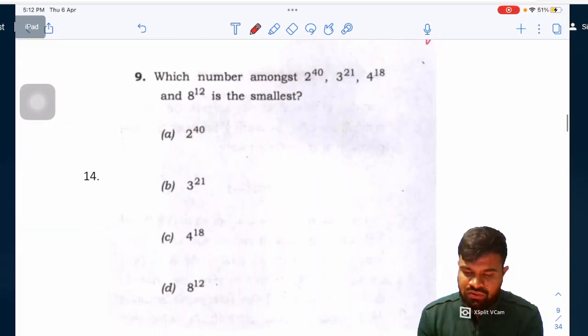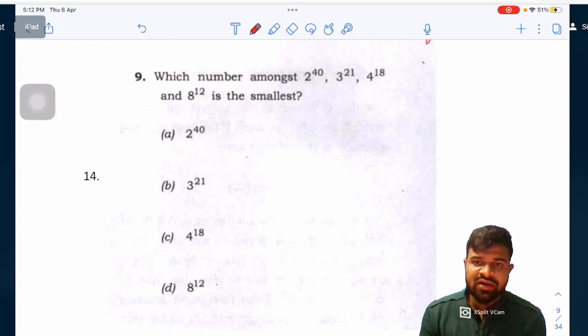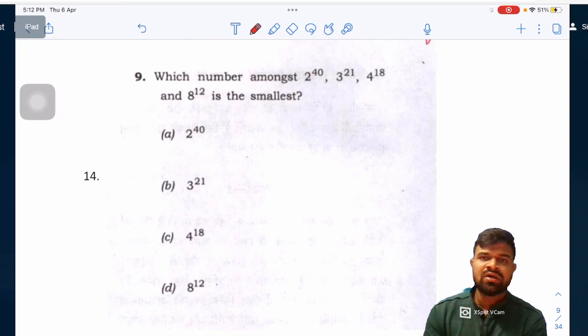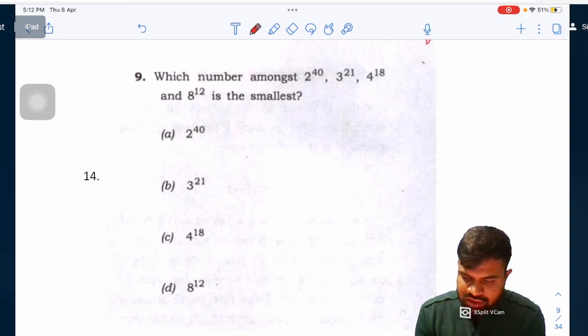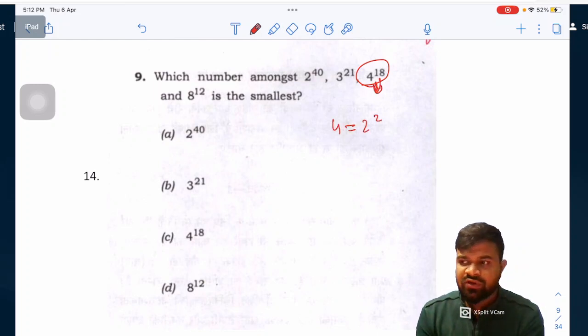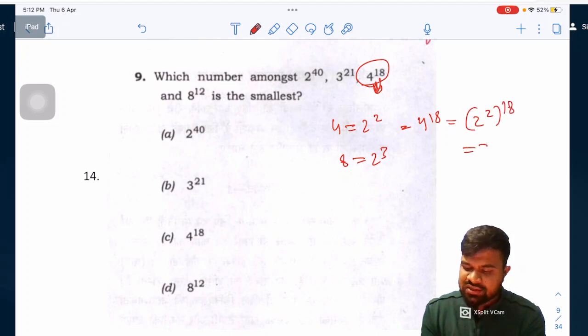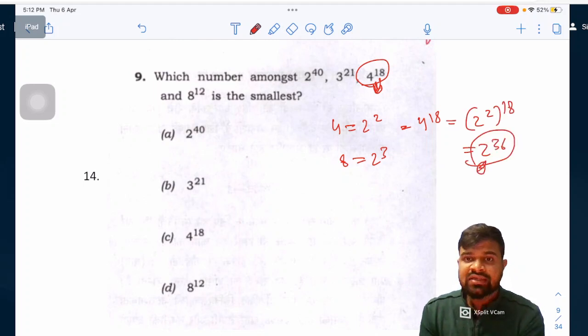This is also an easy question. I already discussed it in the 2022 paper discussion. We have also taken this up in class. Now, what I want you to do is just try to break this number. 4 is nothing but 2 squared, this we all know. 8 is nothing but 2 cubed, this we all know. Now, 4 to the power of 18, you can write as 2 squared to the power of 18. That means 2 to the power of 36. It's as simple as that.